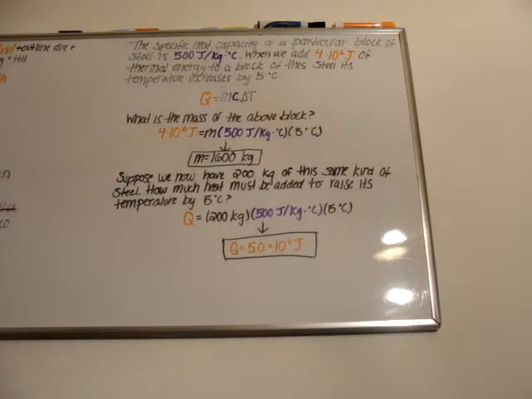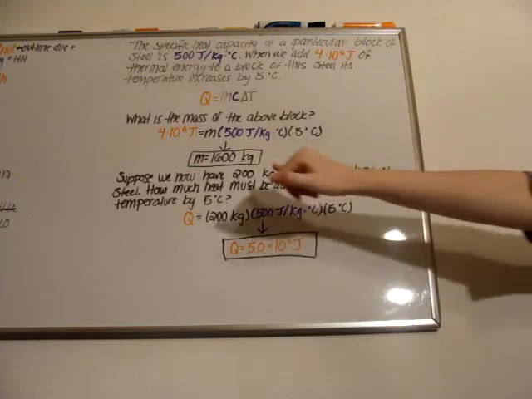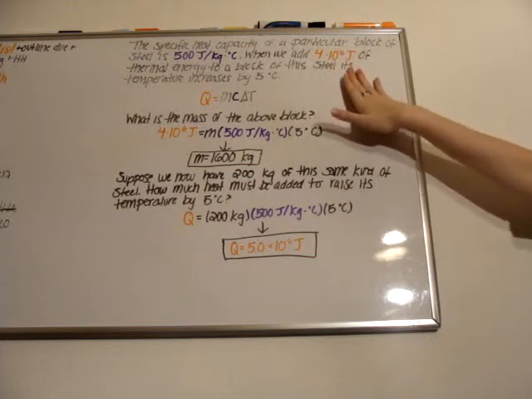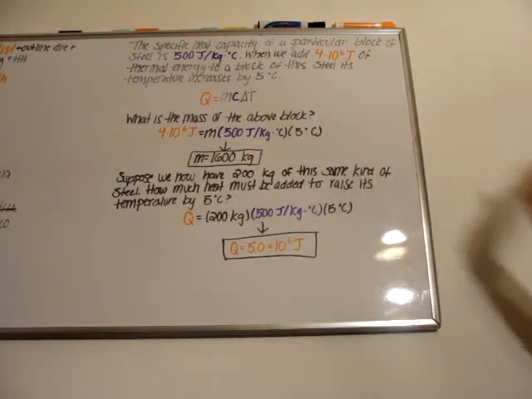So we're going to use that same equation from before, and we're going to take values from here. But we also have a mass now, so we're just going to plug in stuff from here and take that value and just plug it all in. So heat equals 200 kilograms times 500 joules per kilogram times degrees Celsius times 5 degrees Celsius.